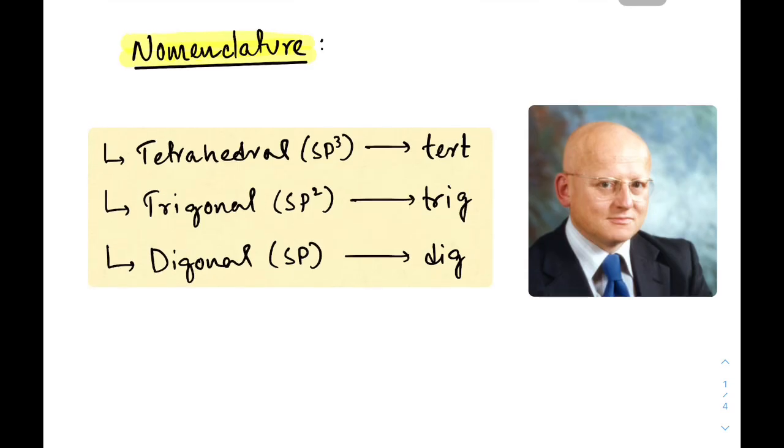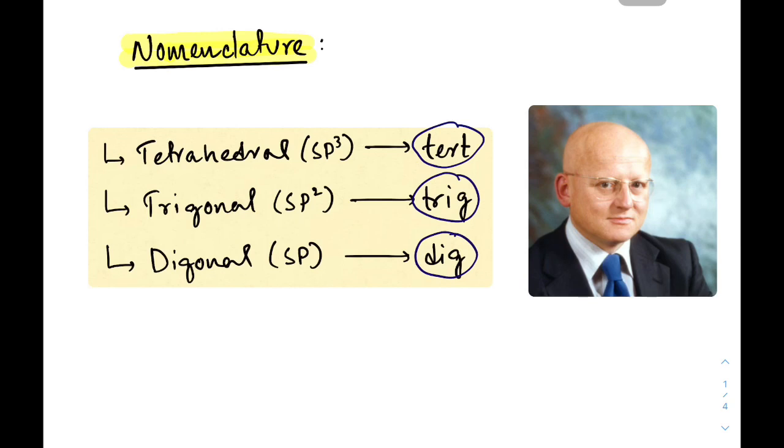If an sp3 carbon takes part in the ring closing reaction, that will be named tet. If there is an sp2 carbon which takes part in the ring closing reaction, that will be named trig, and if there is an sp carbon, then it will be called dig.